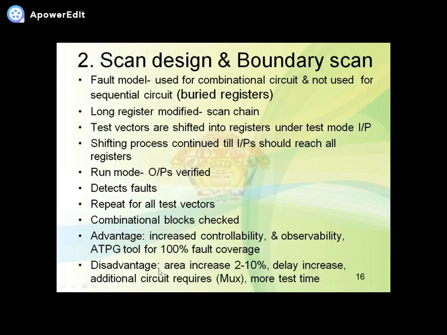The disadvantage of this method is that area is increased by 2 to 10%. That is the drawback of this system: the area required here will be more. Necessarily the muxes are required, due to the increase in the hardware circuit. So what are the disadvantages here? Area is increased, additional circuitry like mux is required, and it will require more test time, so hence delay will be more. Time required for test is more. That is the drawback of this system.